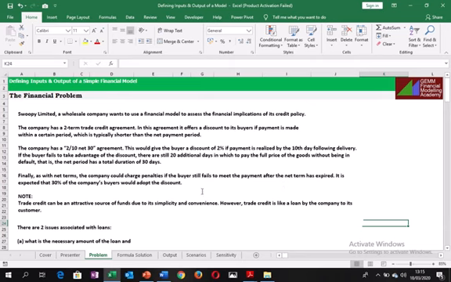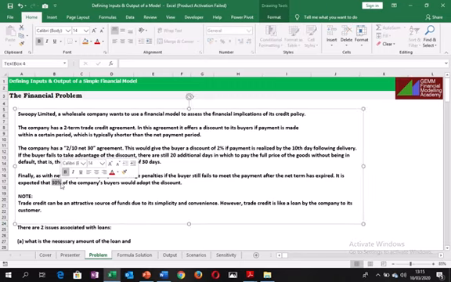It is expected that 30% of the company's buyers would adopt the discount. Alright, so if 30% of the company's customer base accept the discount, that's the assumption here, and this can also be established by looking at the company's customer base in the past, by reviewing the past data of the company's customer base. Alright, so note, trade credit can be an attractive source of funds due to its simplicity and convenience.